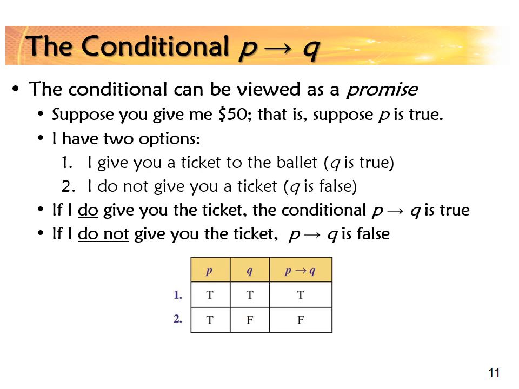So the only time a conditional is going to be false, once again, as we said before, is if the hypothesis is true and the conclusion is false. Okay?